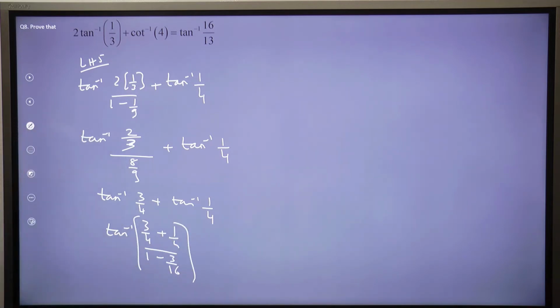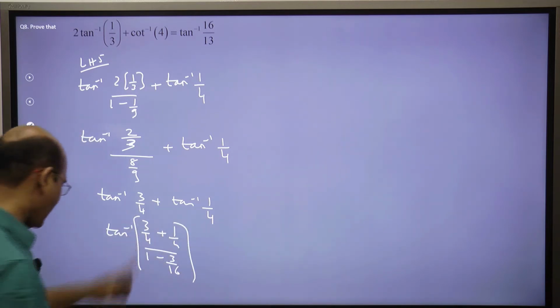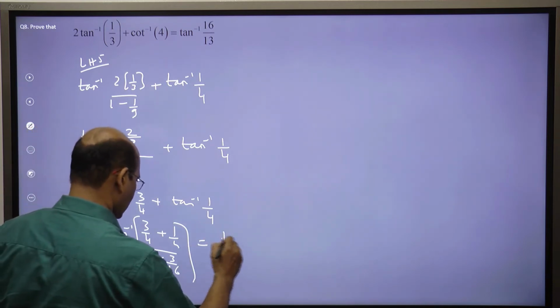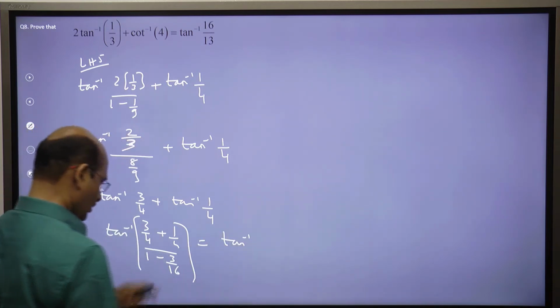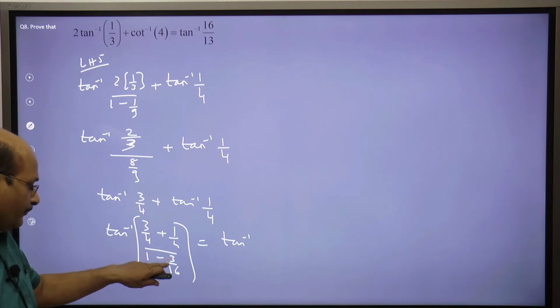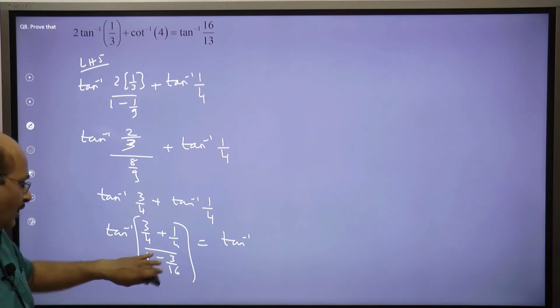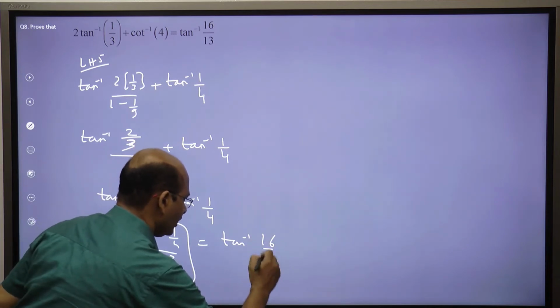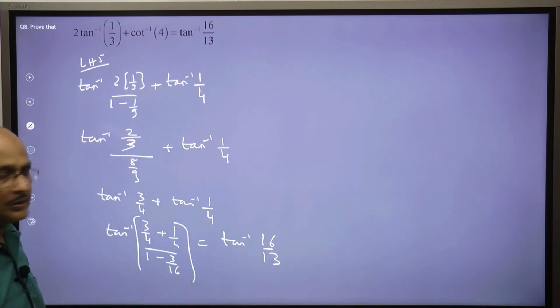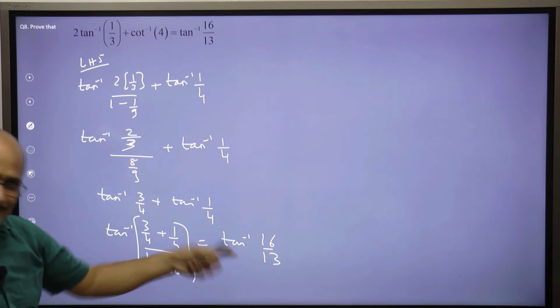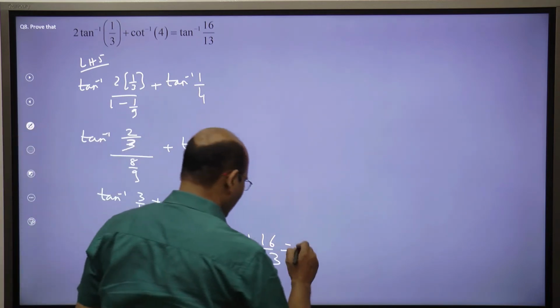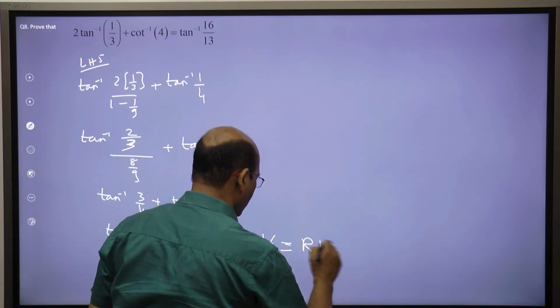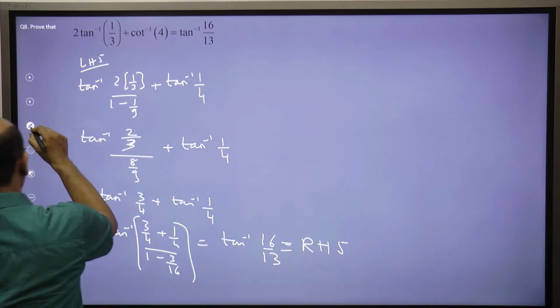So, let us see what happens. It will become 4 upon 4, which is 1. So, this is tan inverse, just 16 minus 3 is 13, and 16 will go up over there. So, it is nothing but 16 upon 13. Do you not see the same thing here? That is the point. So, it is not difficult, you just have to keep your guard, okay?